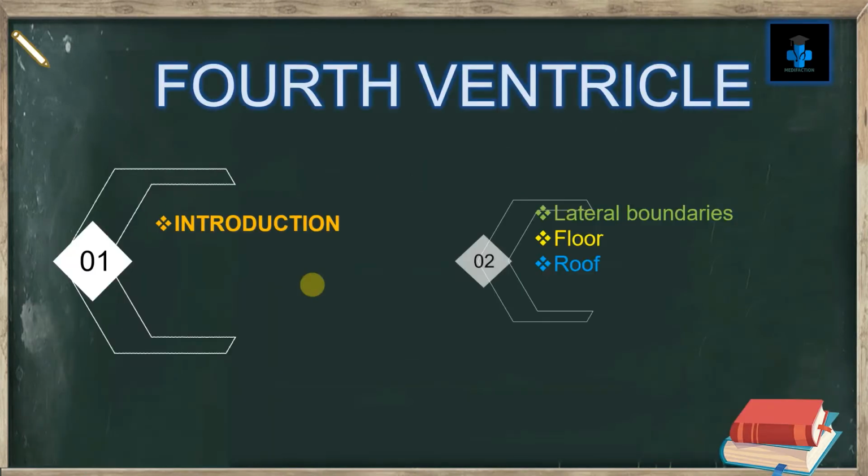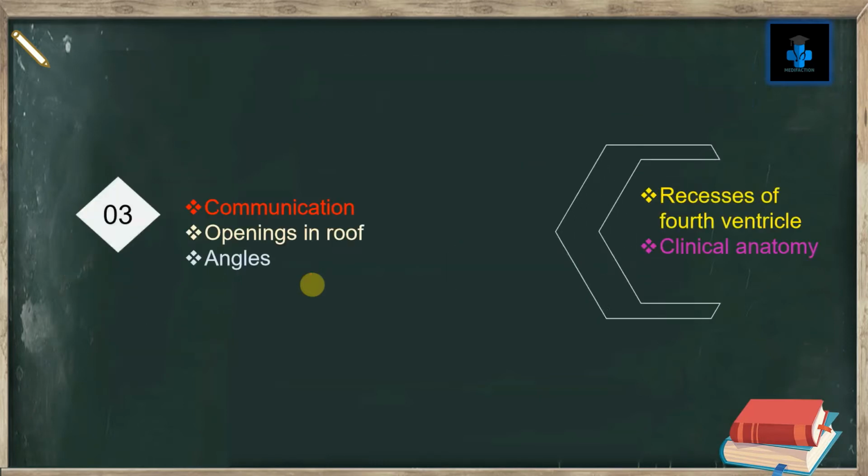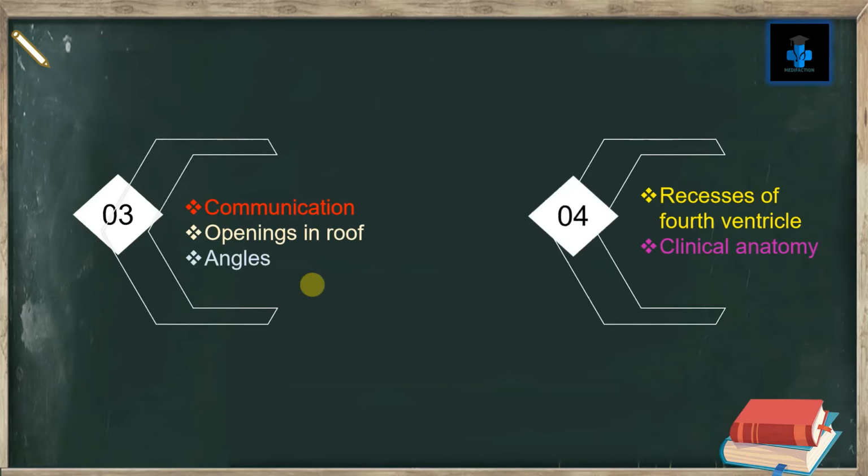In this video, I will be enumerating an introduction, lateral boundaries of the fourth ventricle, its floor, roof, and the communication openings in the roof, angles of the fourth ventricle, recesses of the fourth ventricle, and some important clinical anatomy.